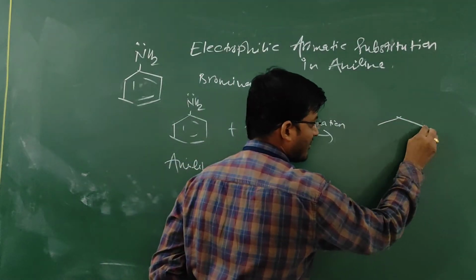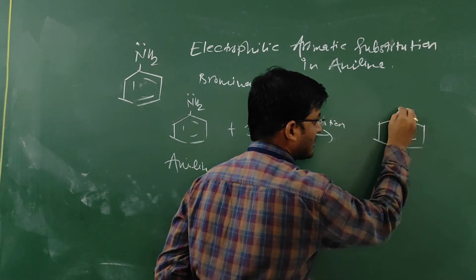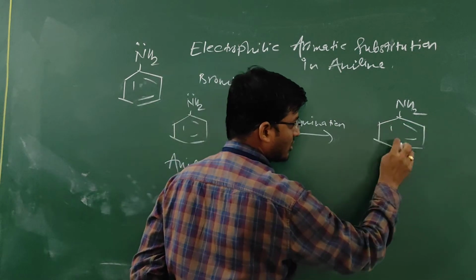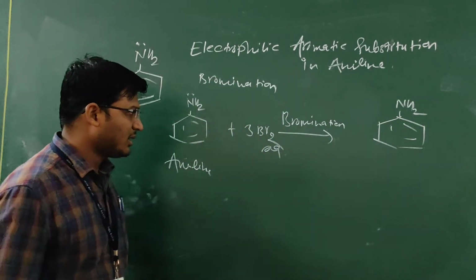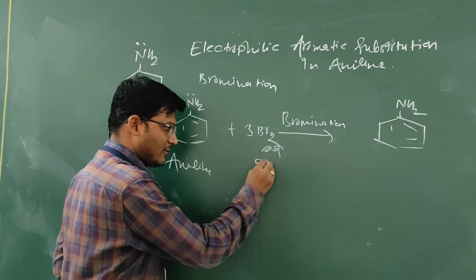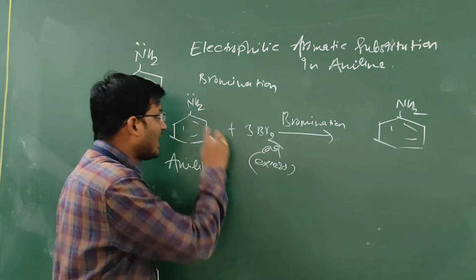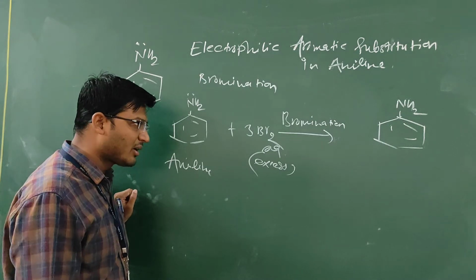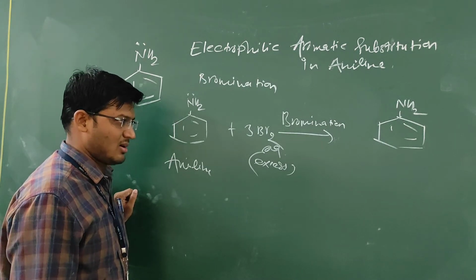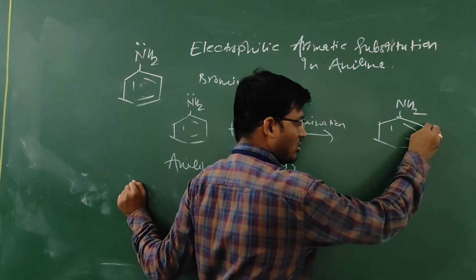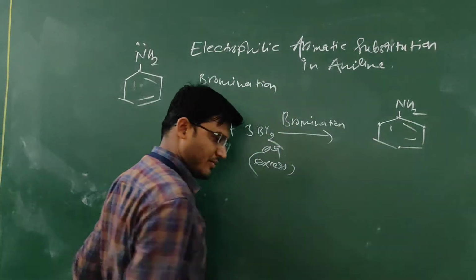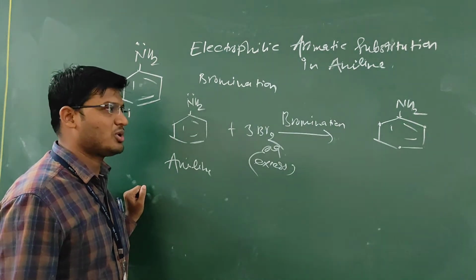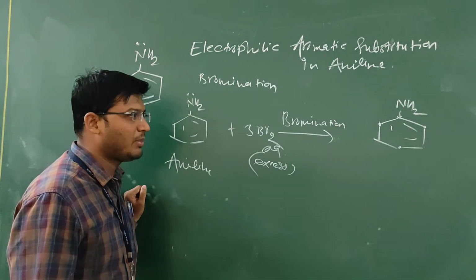In case of aniline, with respect to NH2, this is ortho, para. As bromine is taken in excess, and NH2 is strongly ring activating, it activates all the ring positions, that is ortho and para. Therefore, the incoming electrophile attacks all positions, that is all ortho and all para.